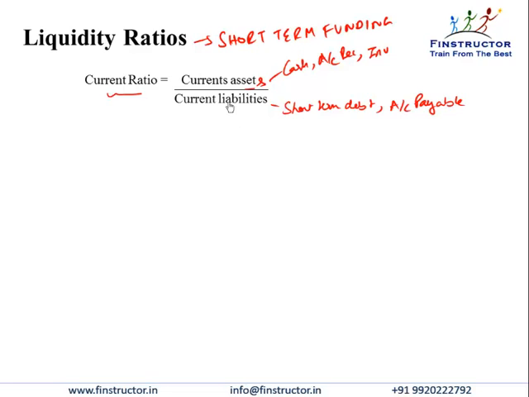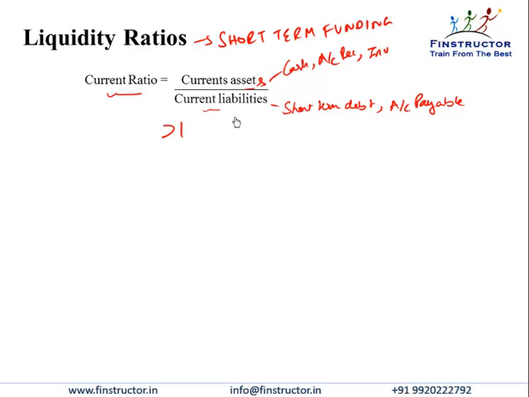So if this ratio is greater than 1, then it implies that the firm has enough current assets in order to meet its current liabilities. If it is less than 1, that means the firm will have to find other sources of funding in order to meet its short-term liabilities or current liabilities.